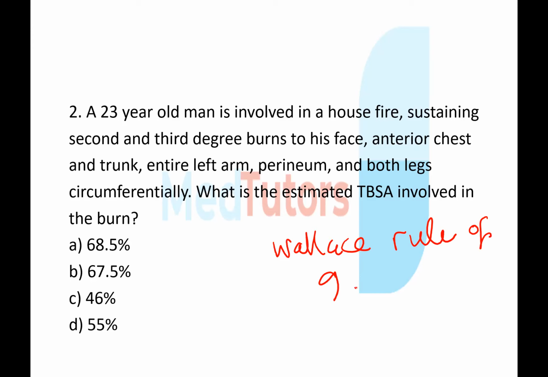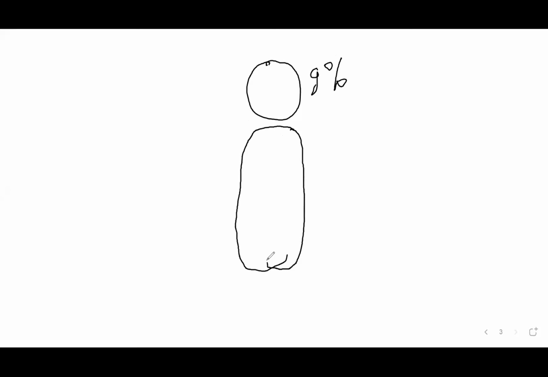Now, if you look at the rule of 9, what is it all about? The rule of 9: the head and neck, okay? You have 9%. The trunk: anterior trunk is 18%. The back, the posterior trunk, is 18%, making 36.